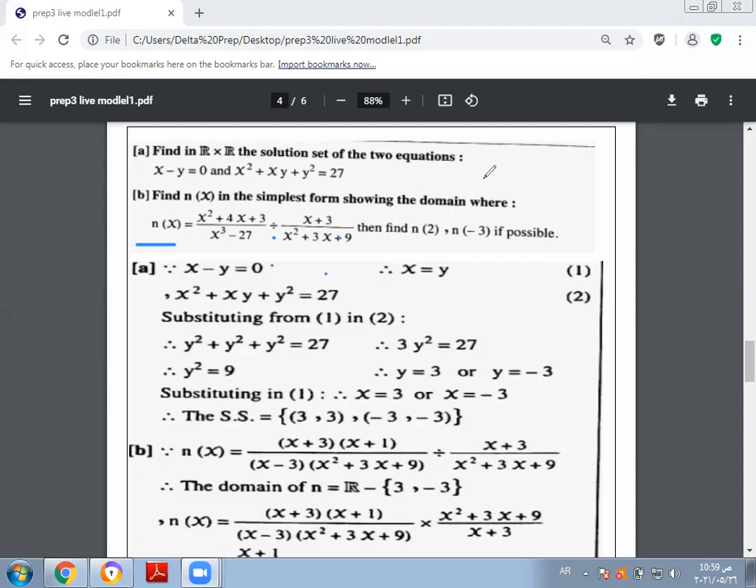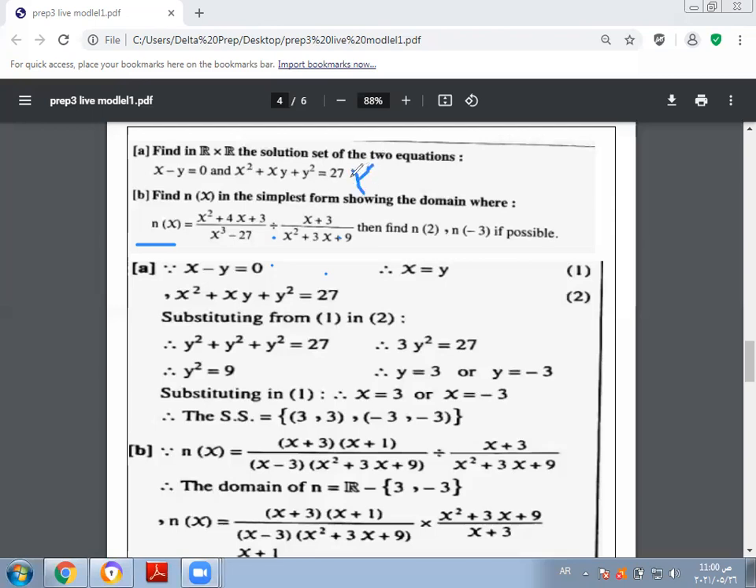Now first we solve letter A. Letter A here is about two equations that we want to solve. The first equation is x minus y equals 0. This equation is first degree in two variables. The first variable is x, and the second variable is y. And the second equation consists of two variables x and y, and this equation is second degree.